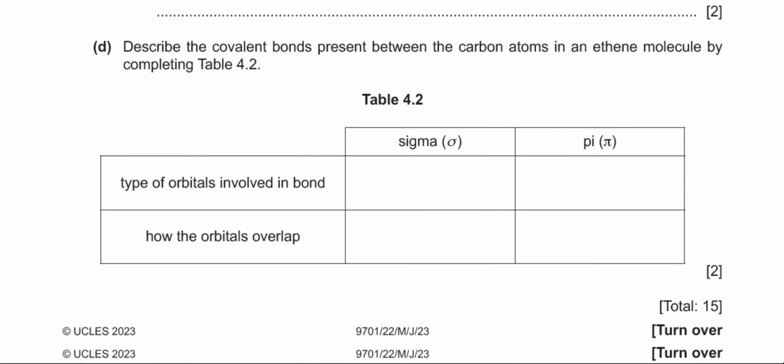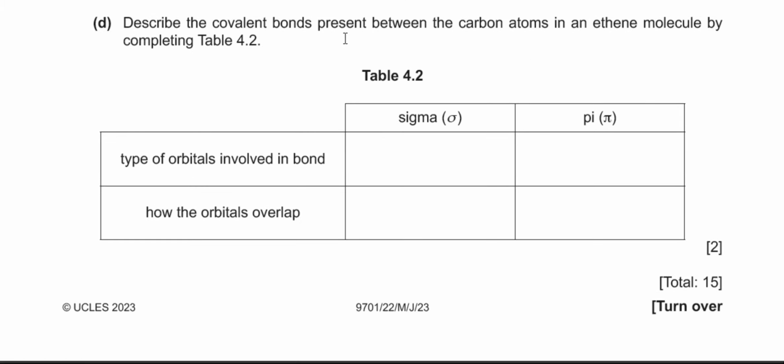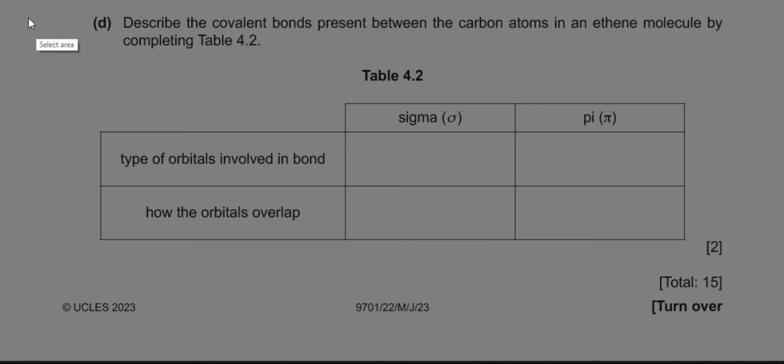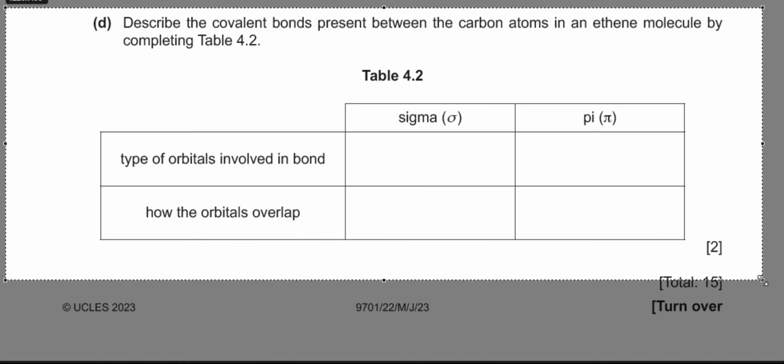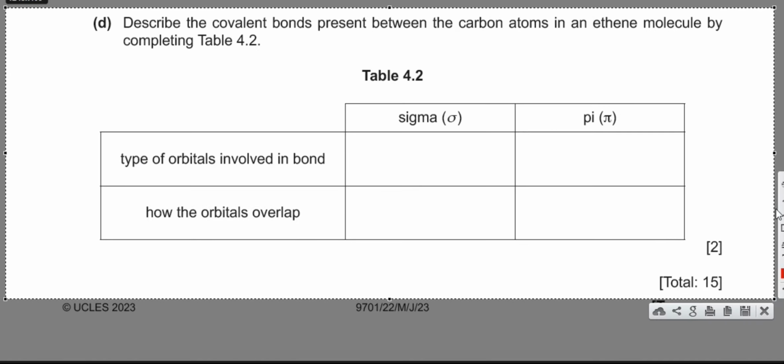Next part, he says, describe the covalent bonds present between carbon atoms in ethene. Let me again draw this and then we can proceed with the direct answer of what to write. Just keep it in mind. What is ethene? Each carbon atom makes overlapping of two sp2 hybridized orbitals.